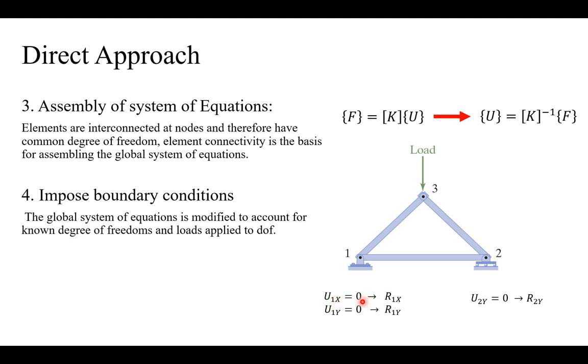And this one doesn't have to be zero. We could say that the displacement at node one in x direction should be 10 millimeter. When we specify a value, then we are going to have a reaction force. So whenever the displacement is known, the reaction force is unknown. And same thing as here.